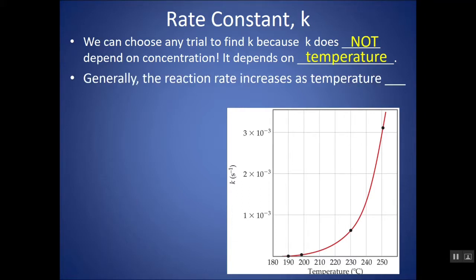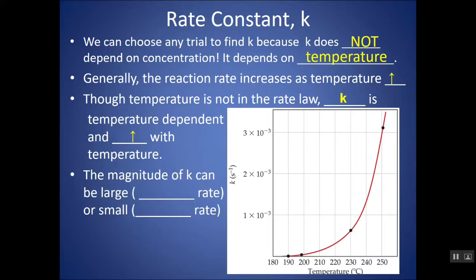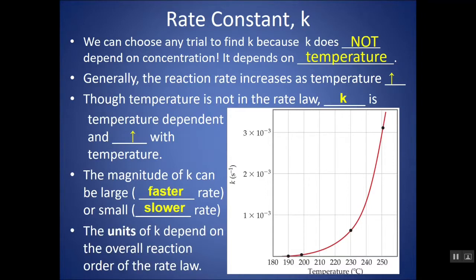Temperature and activation energy. Generally, the reaction rate will increase as the temperature goes up because you will have more collisions as temperature goes up. So even though temperature is not in the rate law, it's accounted for with K. So that's why we don't see temperature itself in the rate law. And the magnitude of K can be large, and it can indicate a really fast rate, or it can be small, and it can indicate a slower rate. The units will depend on the order of the rate law.